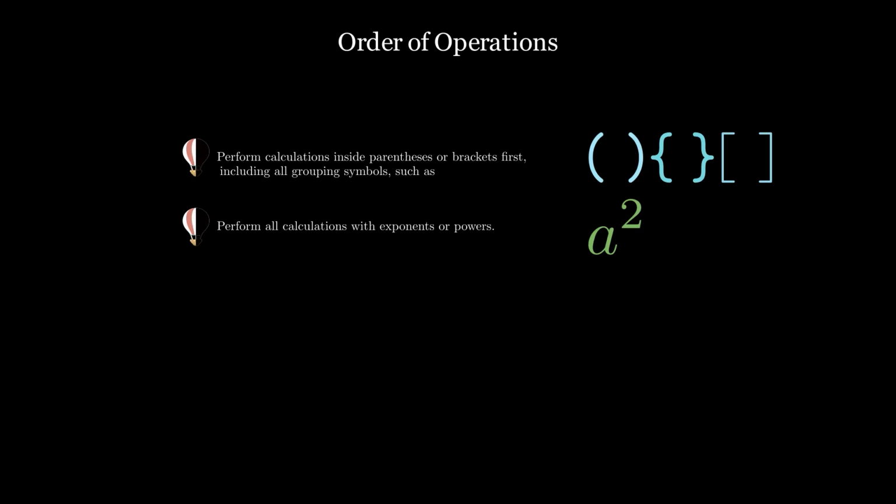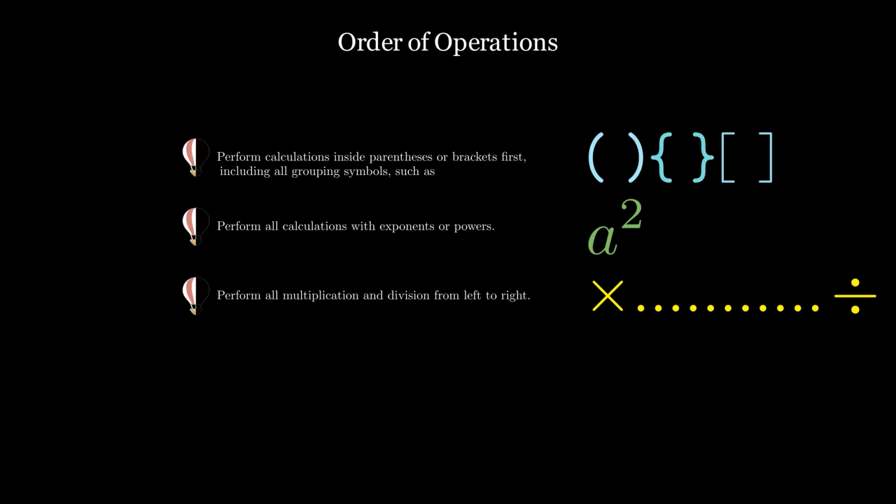The third rule is to perform all multiplications and divisions from left to right. Now that we have taken care of parentheses and exponents, the next step is to perform multiplication and division. But there's a catch. You must perform these operations from left to right, meaning you solve them in the order they appear. Multiplication and division are equally important, so we go from left to right as we solve them.